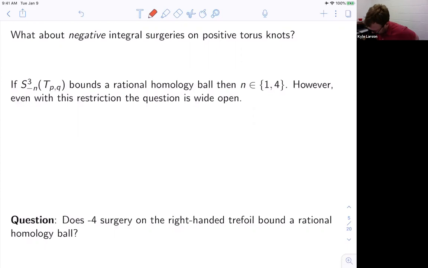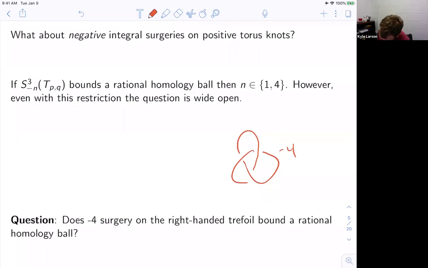And my favorite example to illustrate this is what this says in the question, right? So take -4 surgery on the right-handed trefoil. A very nice, simple three-manifold, and it's still unknown if this bounds a rational homology ball. Quite surprising, I think, that we can't answer this. So the standard obstructions fail and the standard constructions also fail. Quite a dramatic failure of being able to address the case for negative integral surgeries.